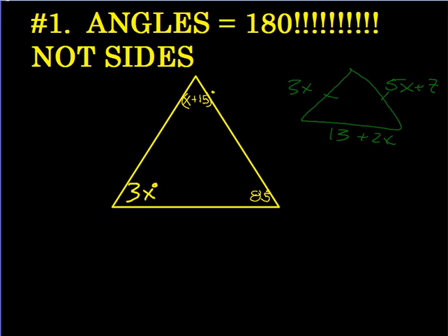Where I go over the top 5 things you need to know to help you prepare for your Unit 4 test. Let's get started. Number 1, we need to know that the angles of a triangle add up to equal 180 degrees, not the sides. So I have two triangles here, one with angles, one with sides. I want to talk to you about how you would go about solving those problems.